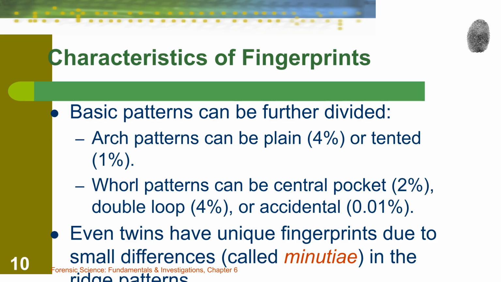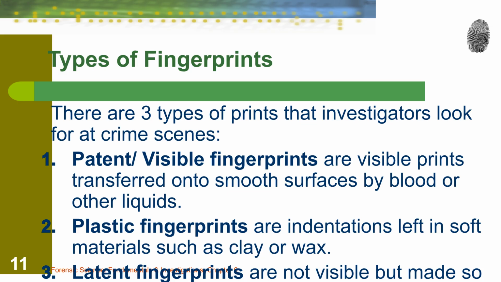The basic patterns are further subdivided. Arch patterns can be plain at 4% or tented at 1%. Whorl patterns are central pocket at 2%, double loop at 4%, or accidental at 0.01%. Even identical twins have unique fingerprints due to small differences in ridge patterns called minutiae.